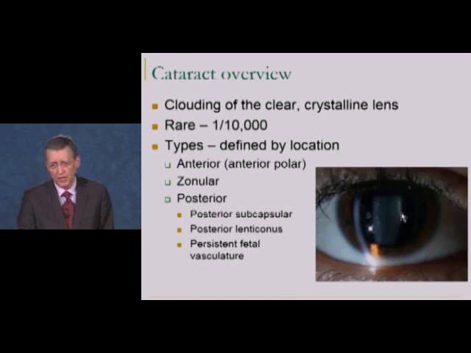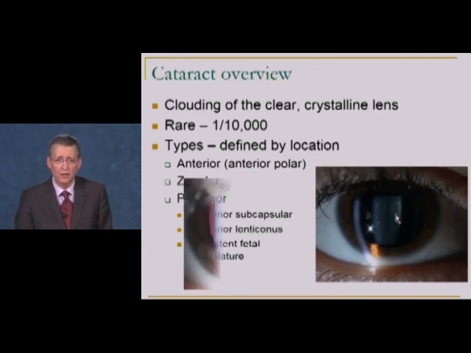Lenticonus was actually what our patient had, which is sort of a bulging out of the lens back here. And then persistent fetal vasculature is when the vessel that connects normally from the optic nerve to the back of the lens doesn't go away and can cause a cataract next to it. So those are the types of the cataract.